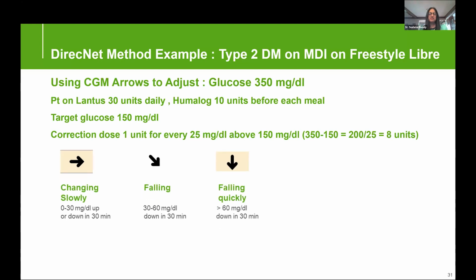Okay, so let's move to the next one. Okay, we talked about if it was changing slowly, that was going to be 18. And if it was falling and you decrease it by 10%, I kind of gave that one away. And what about if it was falling quickly? What would that be? You can go ahead and put it in the chat.